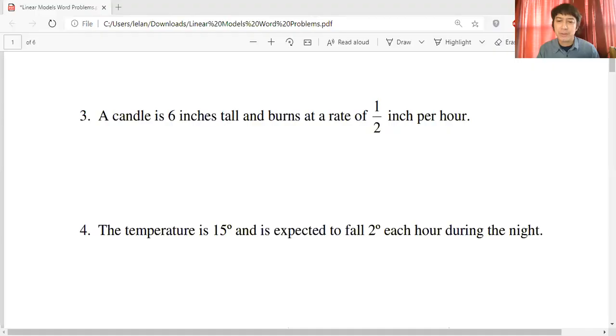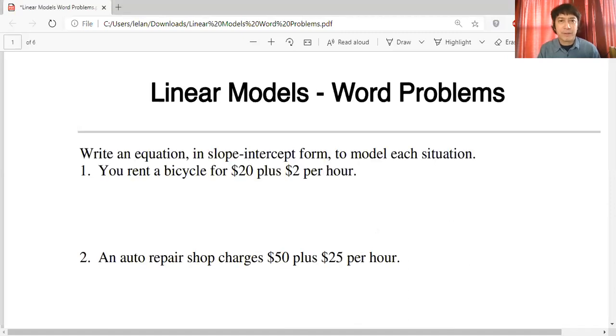Worded problems using linear equations. We shall see the problem sets after a little while. So let's check on the worded problems on the other side. Linear models, we shall start with the first number. The instruction is to write an equation in slope-intercept form to model each situation.